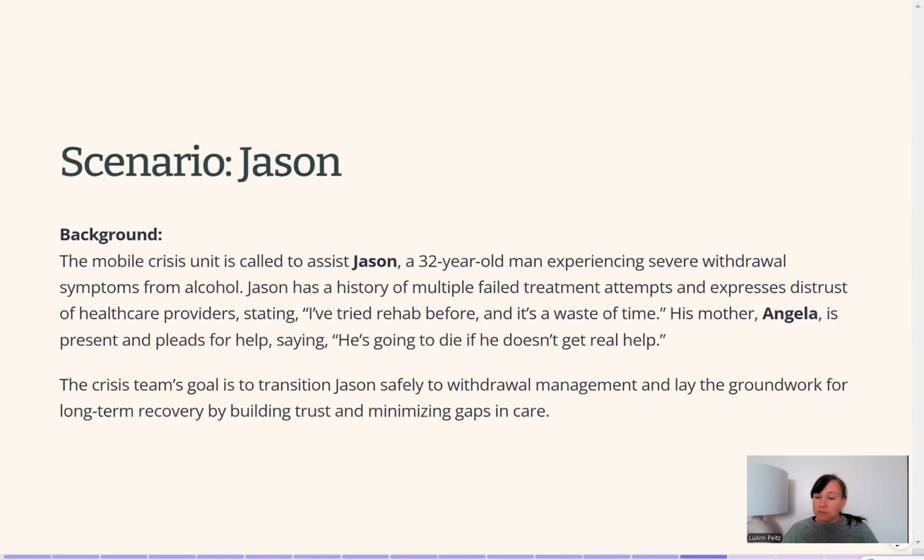So let's just talk about how this might work. We're going to talk about Jason. The mobile crisis unit is called to assist Jason, a 32-year-old man experiencing severe withdrawal symptoms from alcohol. Jason has a history of multiple failed treatment attempts and expresses distrust of healthcare providers, stating, "I've tried rehab before and it's a waste of time." His mother, Angela, is present and pleads for help, saying he's going to die if he doesn't get real help. The crisis team's goal is to transition Jason safely to withdrawal management and lay the groundwork for long-term recovery by building trust and minimizing gaps in care.